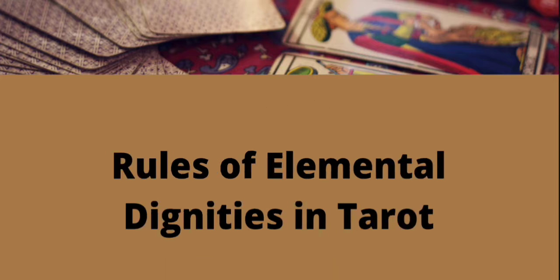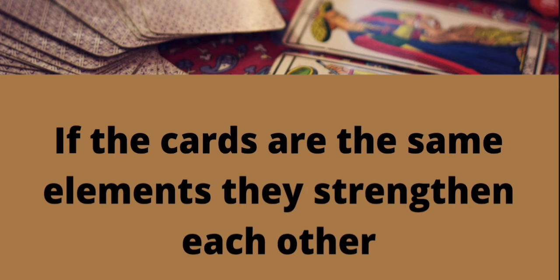So now we're going to get into the rules of elemental dignities in tarot. So there are 4 rules when reading using this method, okay? So these are the 4 things you need to think about or look at when you are reading cards using this method. So the first rule is if the cards are the same elements, they strengthen each other.